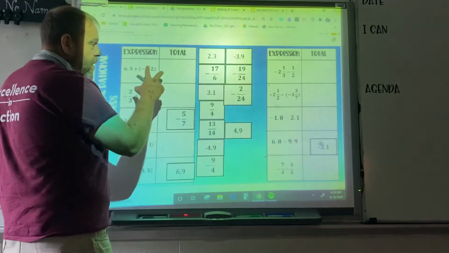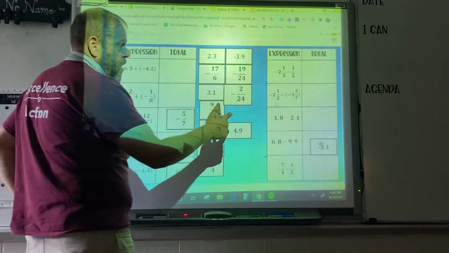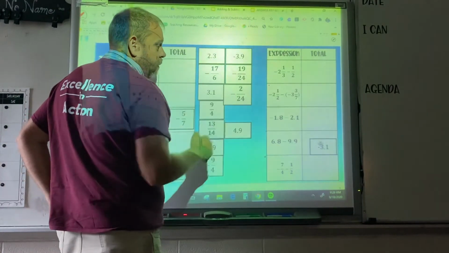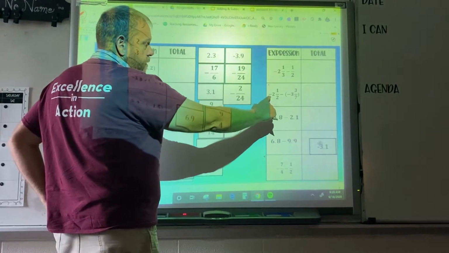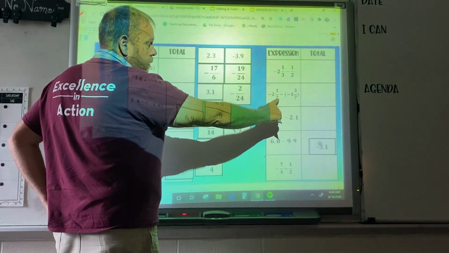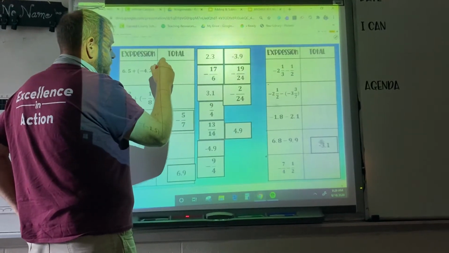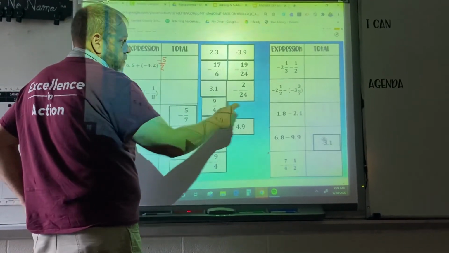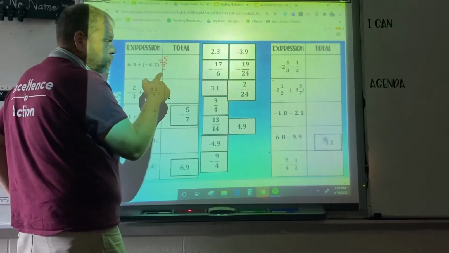But I don't have a lot of room to work, so I'm going to start doing a little bit of it first. I can't work very well like this with the mixed numbers, so I've got to turn it into an improper fraction. So 2 times 2 is 4, and 4 plus 1 is 5. So that's the same thing as negative 5 over 2.